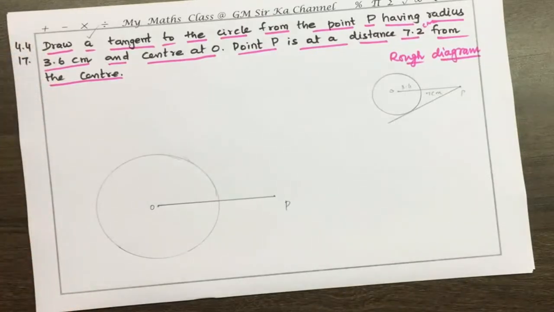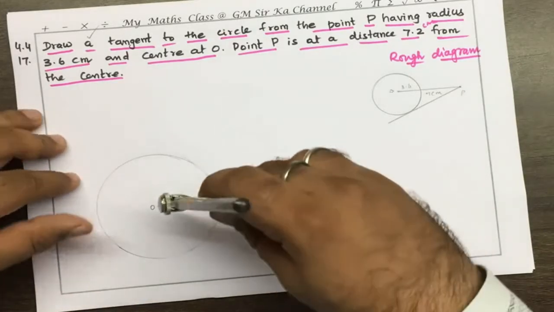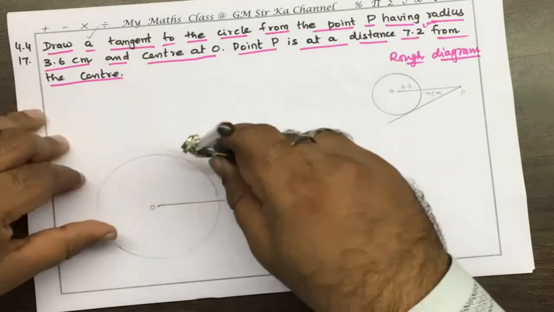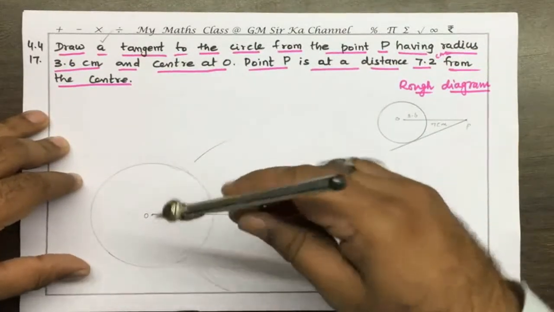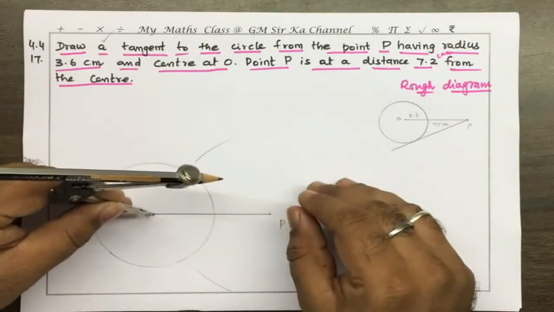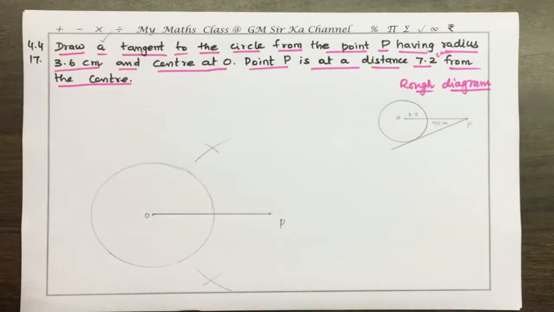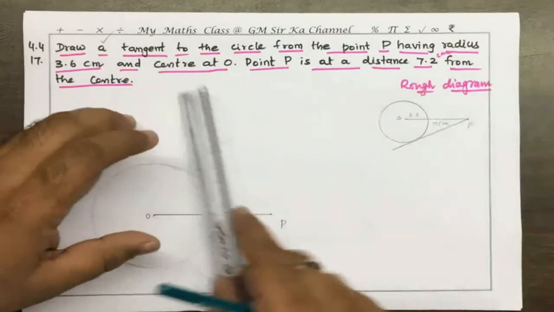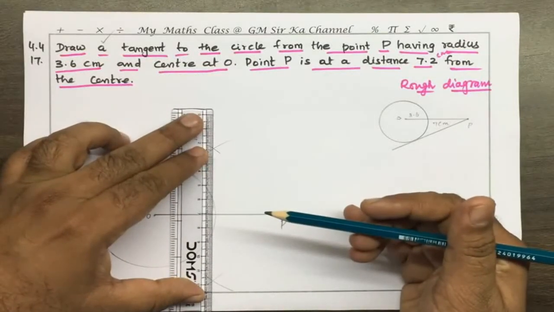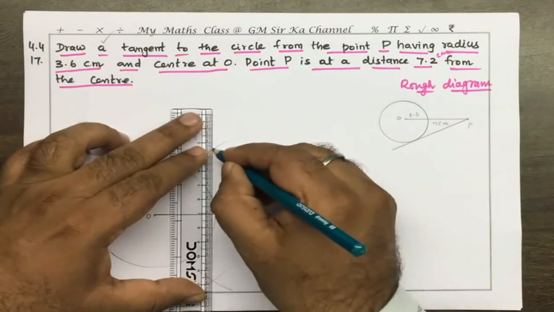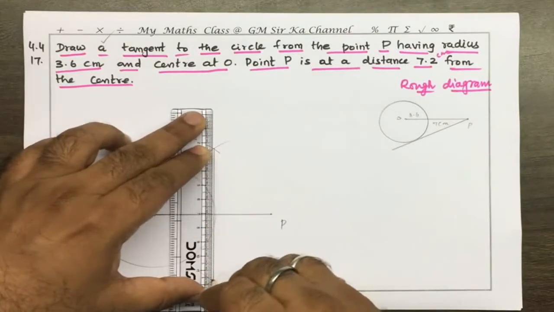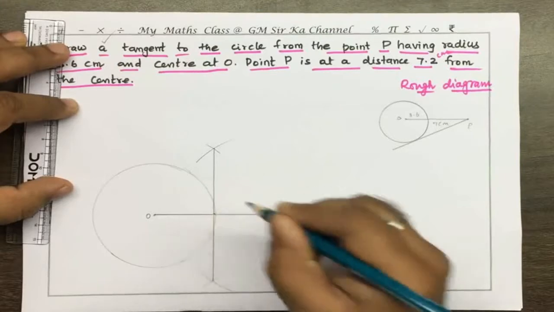In the compass, we have to take more than half of OP to draw the perpendicular bisector, below and above the OP. To get the midpoint of OP, join these two. Therefore, this is the midpoint of OP.